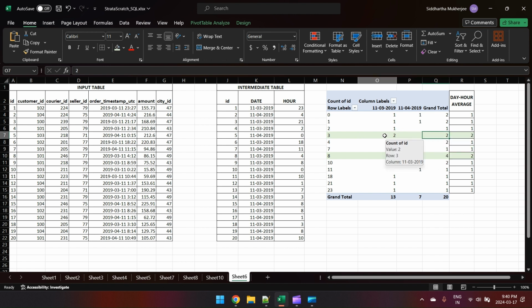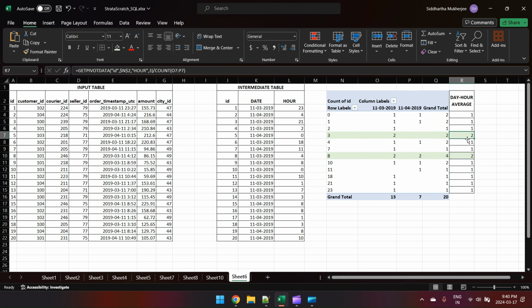So the denominator is basically the count of these two sales. If there is a value in one cell but not the other, the count would be 1. If there is a value in both, the count would be 2. So in this way we have arrived at this column.